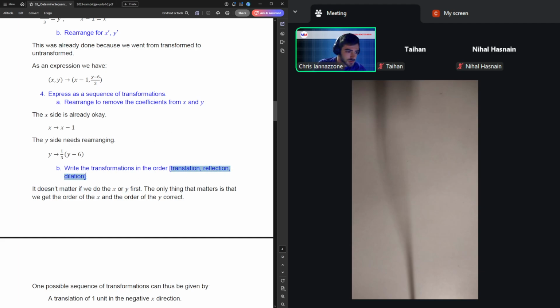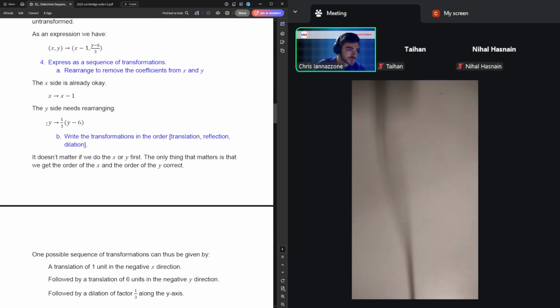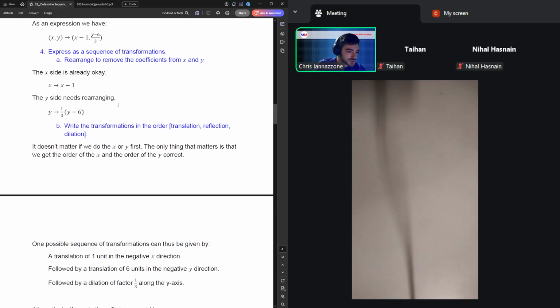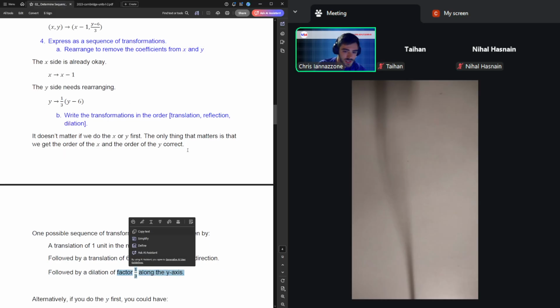But okay, so assuming we take this procedure, translate, reflect, then dilate, all we're going to do is look at each of these individually and then just list them in that order. So for instance, translations. We got a translate of 1 left from the x take 1. We got a translate of 6 down from that. No more translate left, no more reflections in there, and our dilation factor is a third. It's either along the y-axis or from the x, depending on what terminology you want to use.